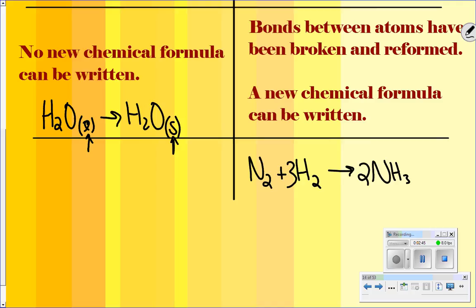When you actually do this reaction, you're breaking bonds between the initial N's and the initial H's, and you're forming whole new bonds in the NH3s. So we actually have totally different bonds, and new chemical formulas are able to be written.